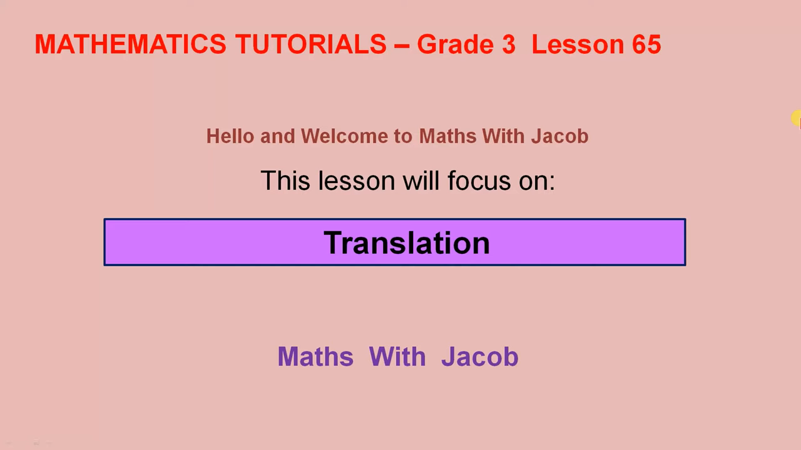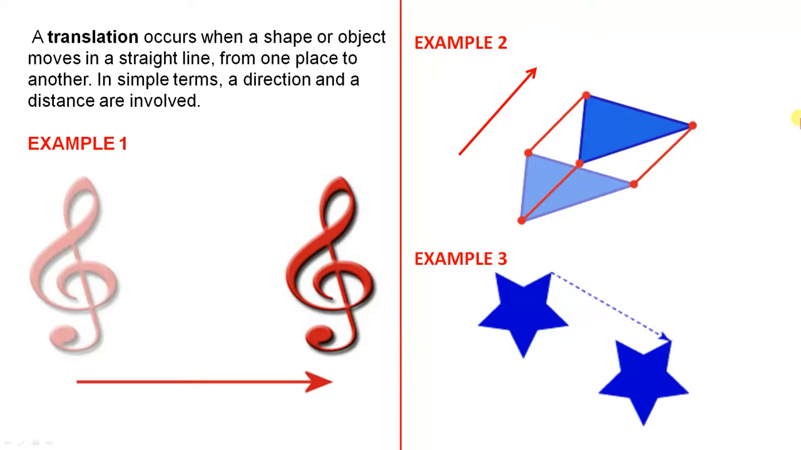This lesson will focus on translation. A translation occurs when a shape or object moves in a straight line from one place to another. In simple terms, a direction and a distance are involved. Let's look at example 1.